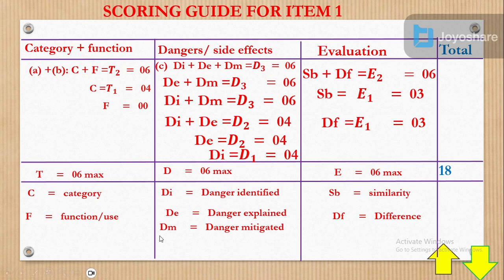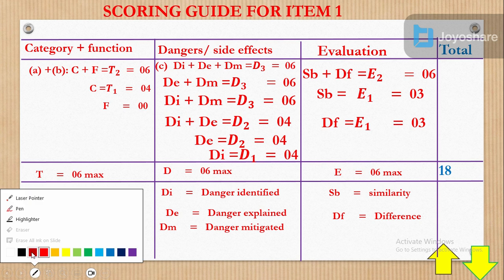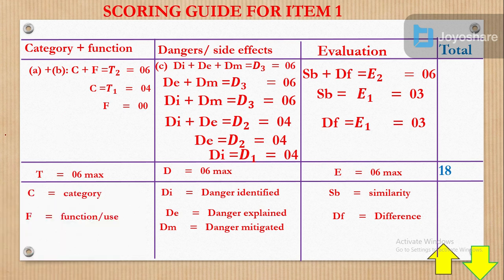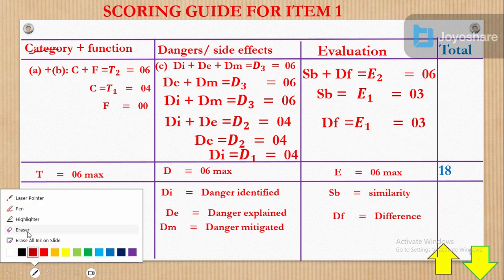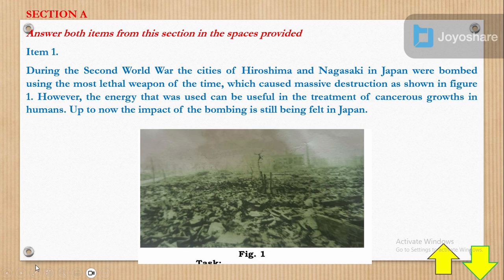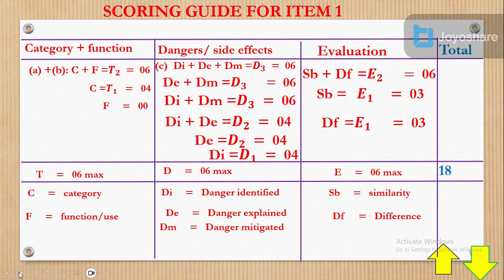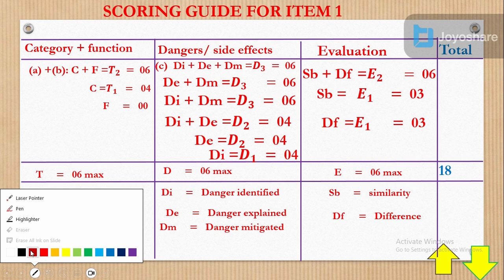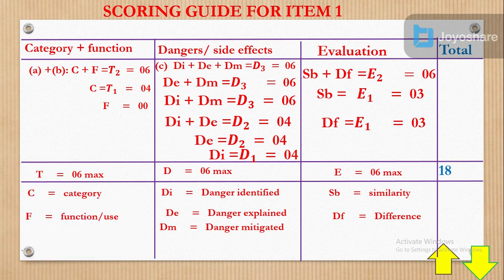Okay, now let's see what some of these letter names mean. So when you're marking, first of all, item 1 is set on any scenario. We talk about a category, a function, the dangers, and even the evaluation.